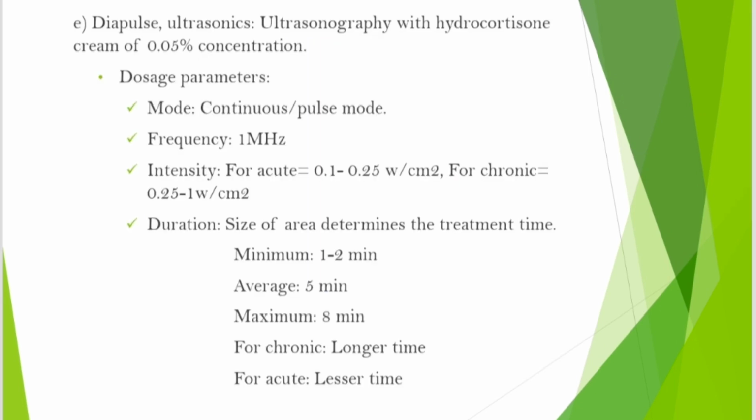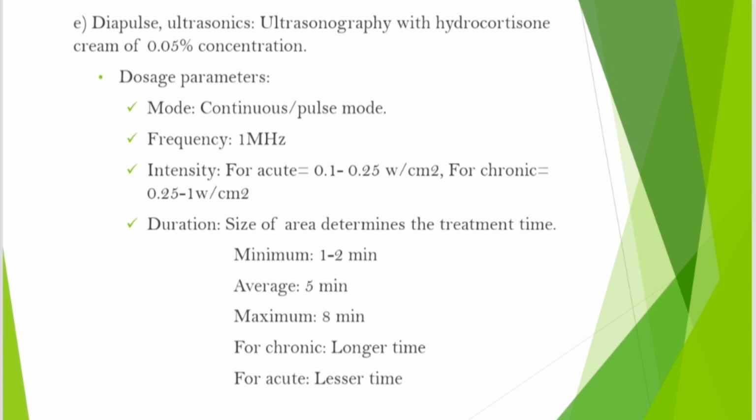Next, ultrasonics: ultrasonography with hydrocortisone cream of 0.05% concentration is used. Dosage parameters: mode, continuous or pulse mode; frequency 1 MHz. In deeper tissue, 1 MHz is used, and in superficial tissue, 3 MHz can be used. Intensity for acute is 0.1 to 0.25 watt per centimeter square, and for chronic 0.25 to 1 watt per centimeter square.